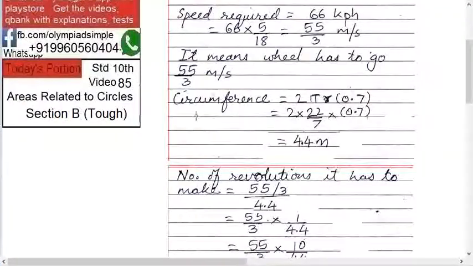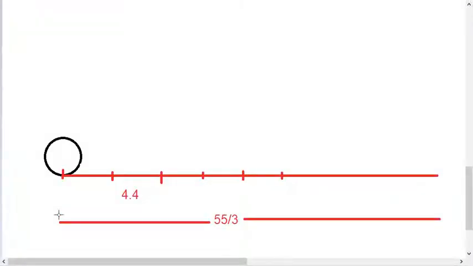Circumference means what? It means the wheel has to go 55 by 3 meter per second. This is the speed required. It means this distance of 55 by 3 it has to cover by rotating, and that's what we have to find. How many such rotations would be there? Means how many such cuts would be there? This is what we have to find.